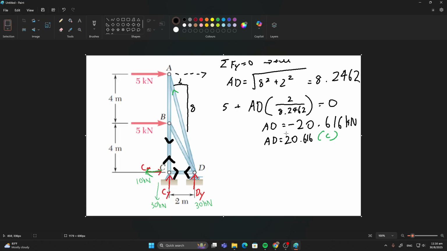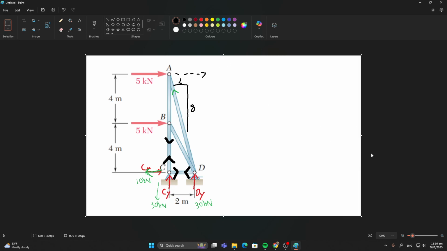Now you can leave your AD answer as a negative, but you have to indicate very clearly that negative values are compression, positive values are tension. For me, I like to leave everything in positive values, then I just label it as C or T, which is compression or tension. Okay?